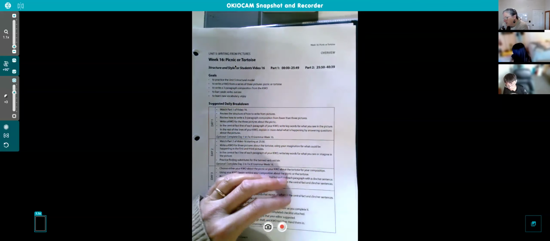So you're going to get out 4 pages actually, called week 16, Picnic or Tortoise. It starts on page 131. You need 131, 133, 135, and 137. And you don't need any lined paper today, just those 4 pages. Okay, let me know. Give me a thumbs up when you got it out. Okay. Close up your rings. Yeah, I got it. Okay.